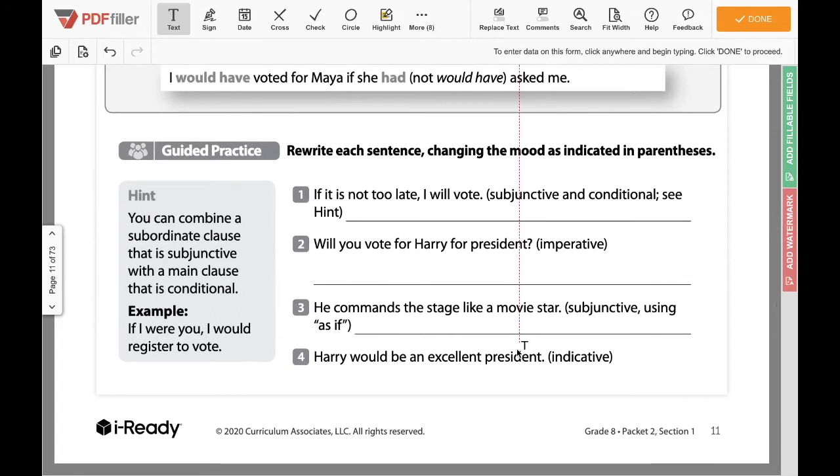So now we're going to do this guided practice together. You guys will do pages 12 and 14 on your own. We have more to go over on page 13. But for now, we're going to do this guided practice on page 11. It says, rewrite each sentence, changing the mood as indicated in the parentheses. Our hint is you can combine a subordinate clause that is subjunctive with a main clause that is conditional.